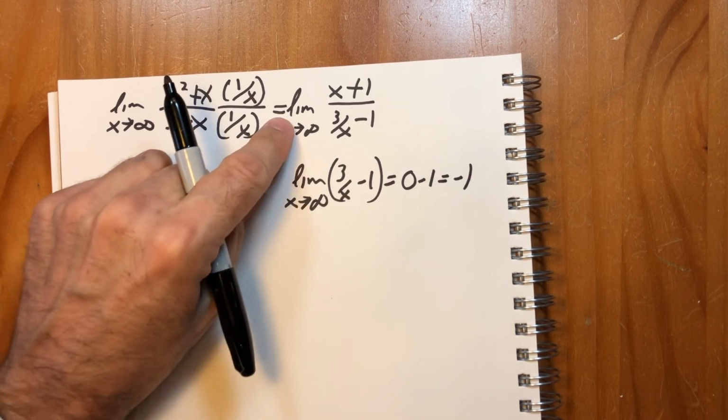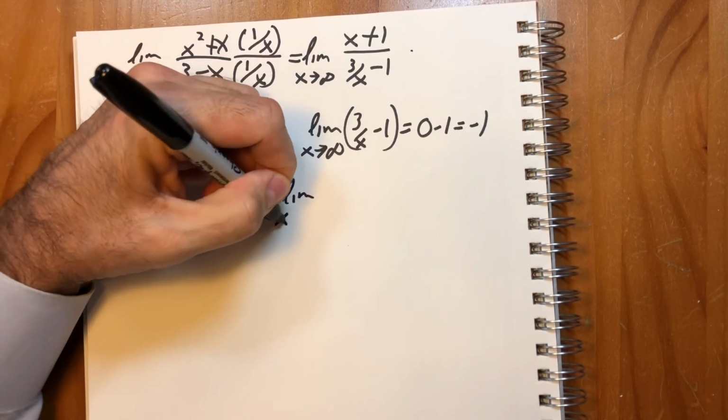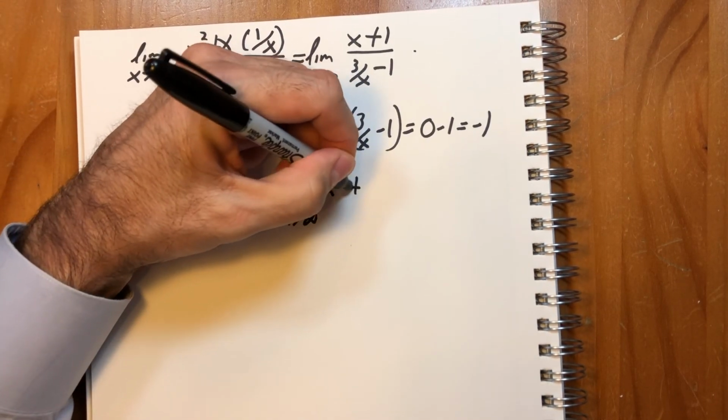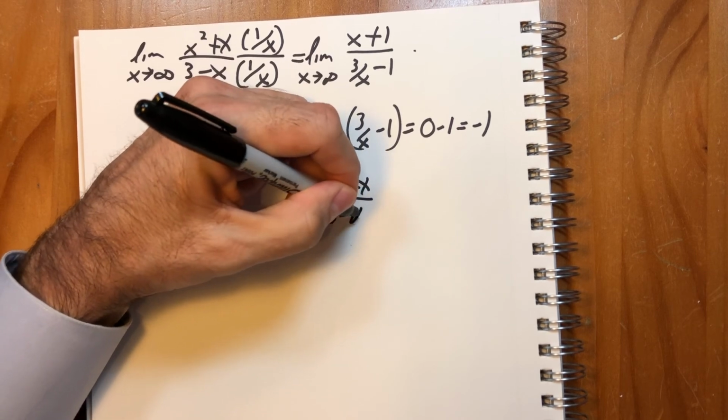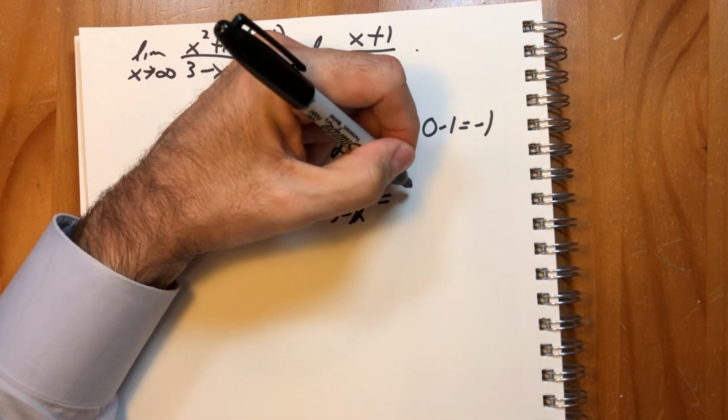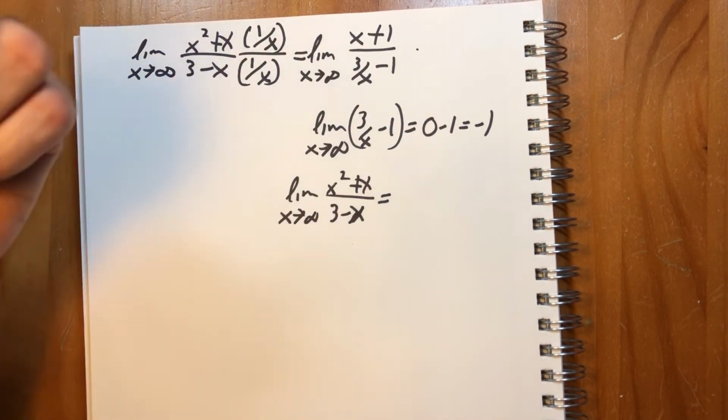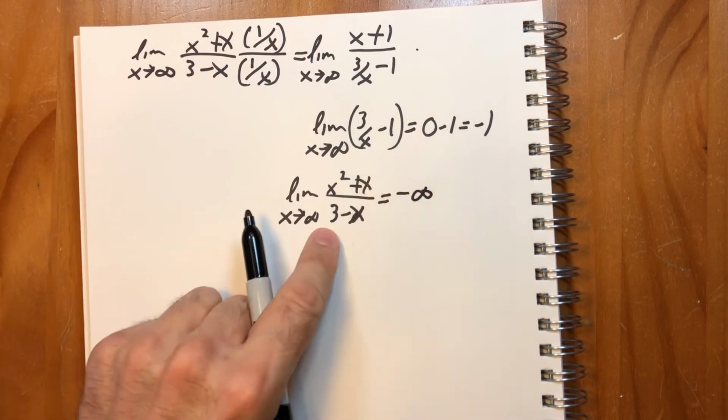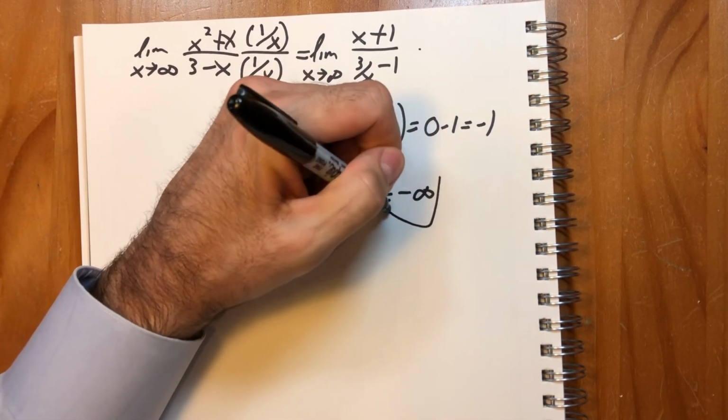Okay, that's the denominator. So the numerator is going up to infinity. The denominator, though, is approaching minus 1. That means that this whole function is getting larger in a negative way. So this will actually equal minus infinity.